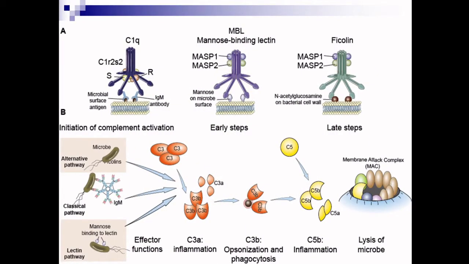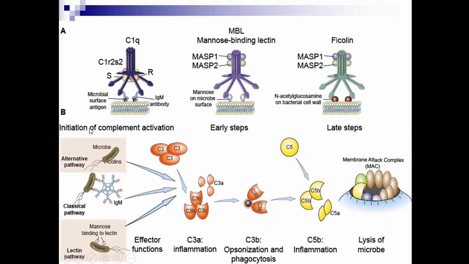This is the picture that I was talking about: we have C1 to C9 different complement proteins which come together and form a membrane attack complex. You can see it here. And this is a microbial cell into which you have a membrane attack complex embedded, through which the cellular constituents will come out and eventually it will lyse the microbe.